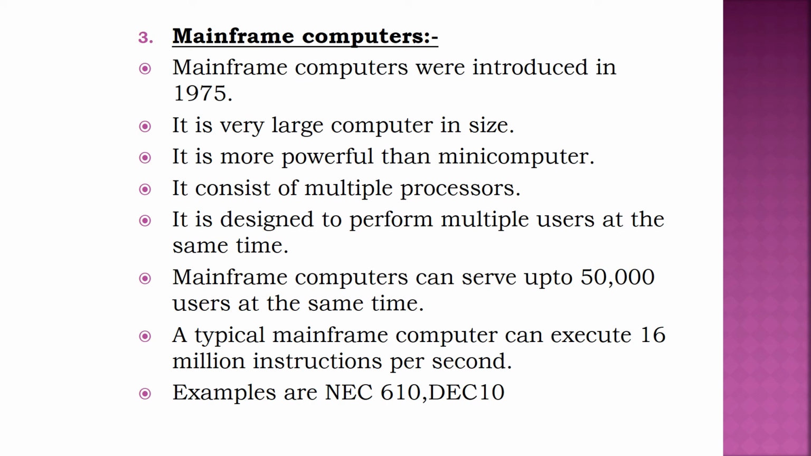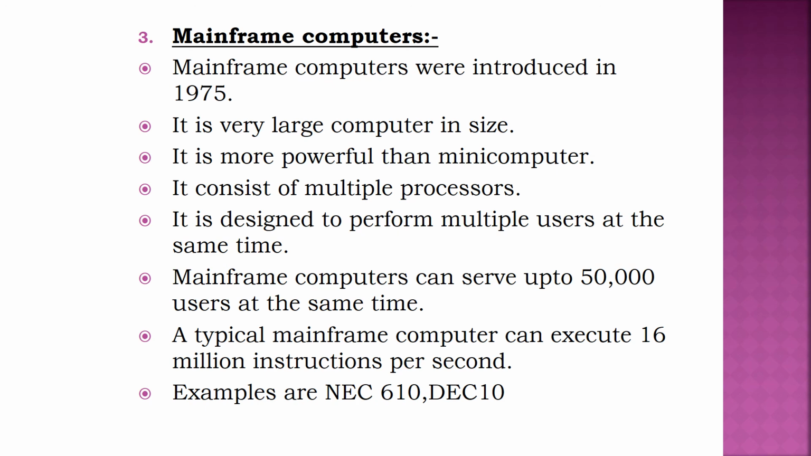It is designed to serve multiple users at the same time. A mainframe computer can serve up to 50,000 users at the same time, whereas in the previous type we were using only 8 users. It executes 16 million instructions per second, and we have examples of NEC 16 and DEC 10.